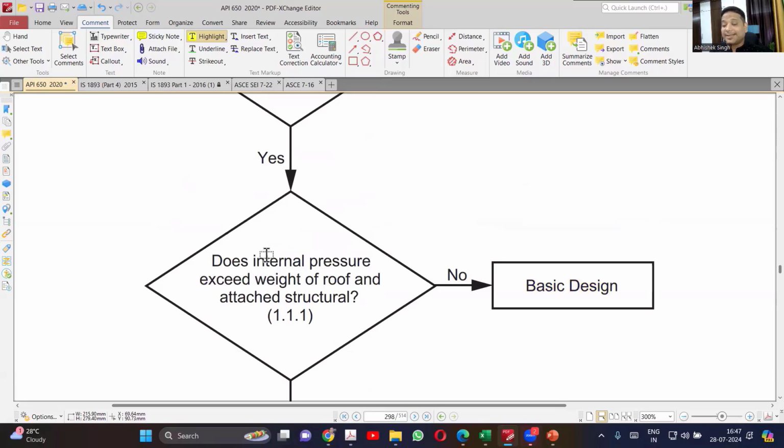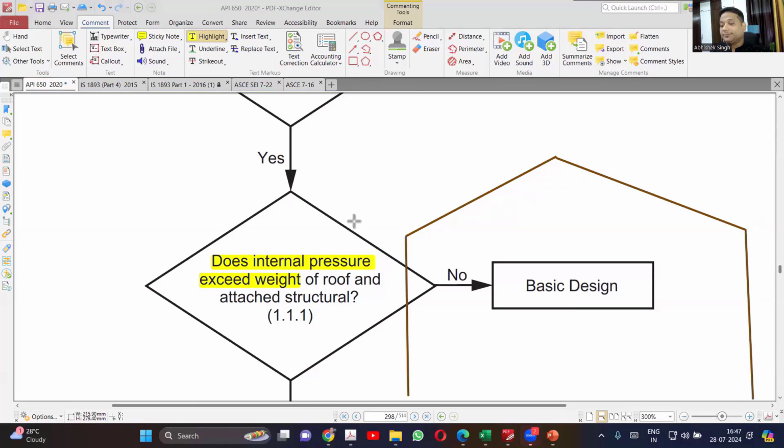If small pressure is there, then does this internal pressure exceed the weight of the roof and whatever is attached to the roof? That means, basically, what you are checking is this: if this is my roof and this is my tank, I'm first checking whether the joint between shell and roof is weak, which we keep for the frangible type of roof.